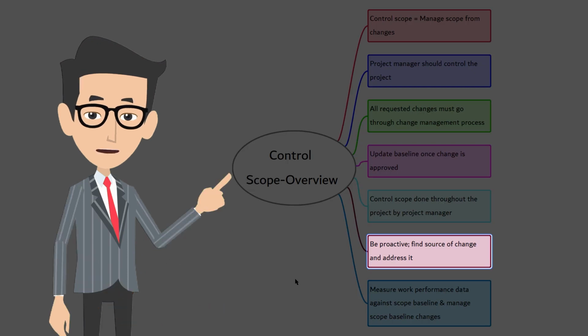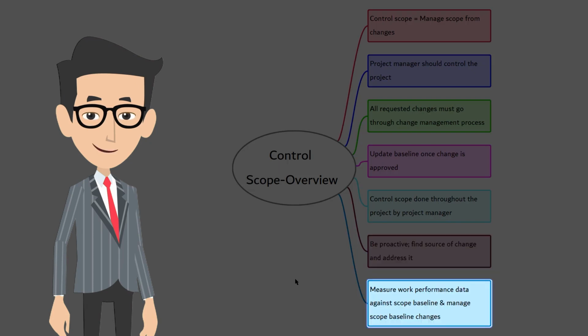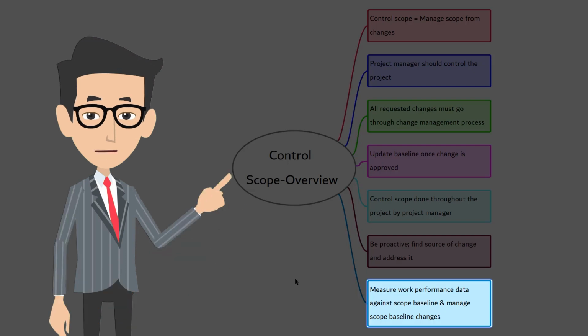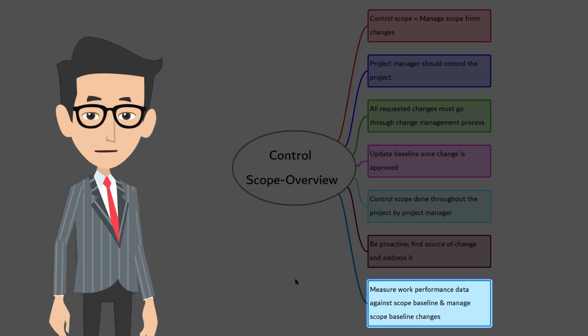Control scope process is extremely proactive. It includes thinking about where changes are coming from, and what can be done to prevent or remove the need for any more changes from that source. Control scope involves measuring and assessing work performance data against the scope baseline and managing scope baseline changes. That's a super quick overview.